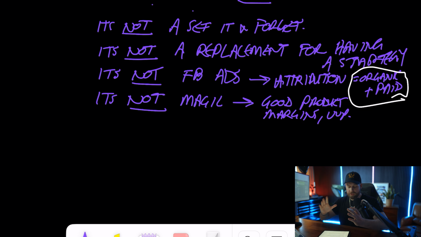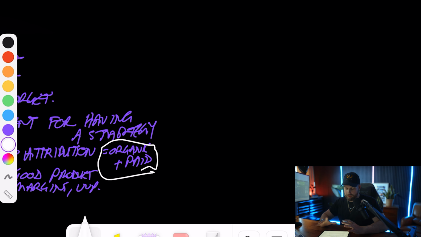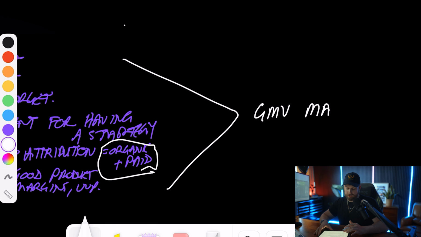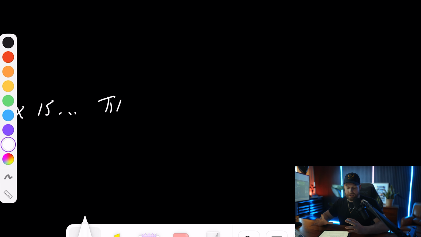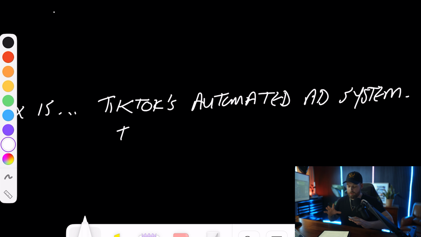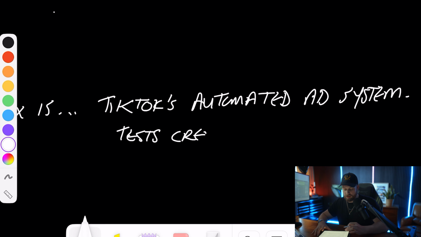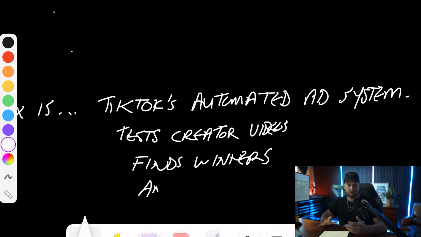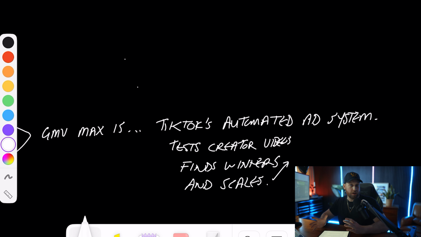So now we've identified what GMV Max is not. Let's identify what GMV Max actually is. GMV Max is TikTok's automated ad system. This tests creative videos, finds winners, and scales them. That's essentially what GMV Max is. GMV Max is TikTok's automated system that tests creative videos, finds the winners, and scales those creatives to generate sales. That is the simple definition of what GMV Max actually is.